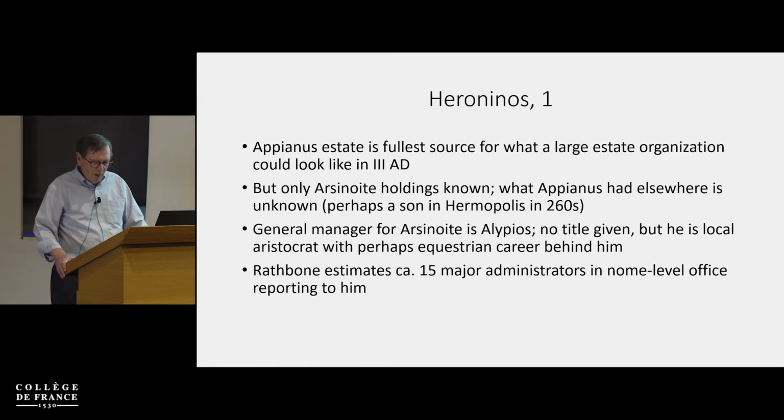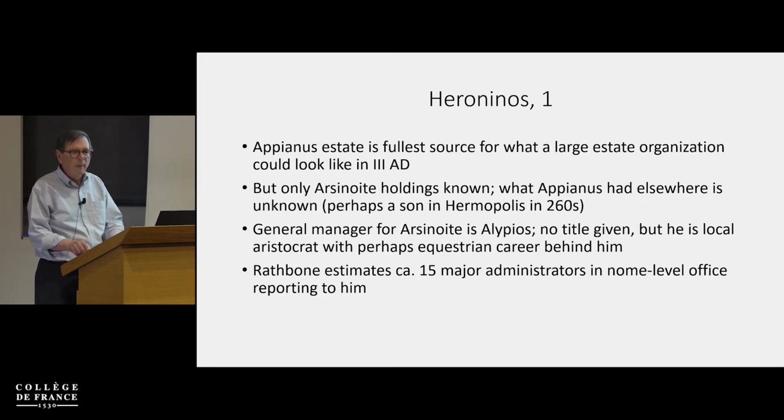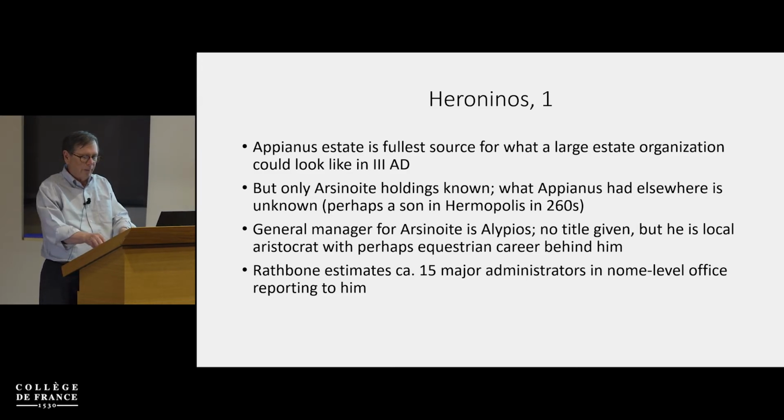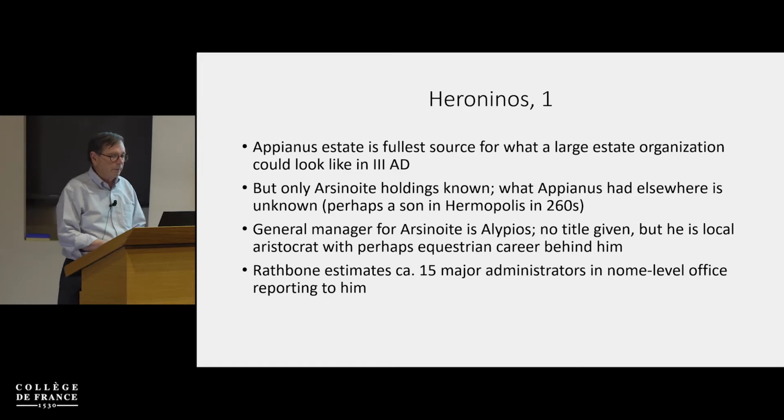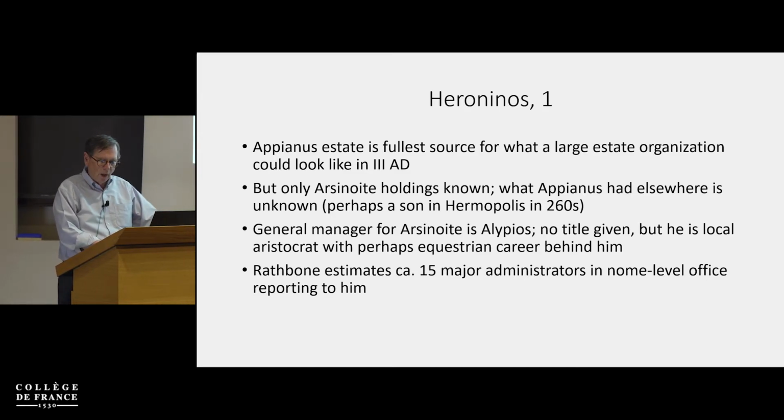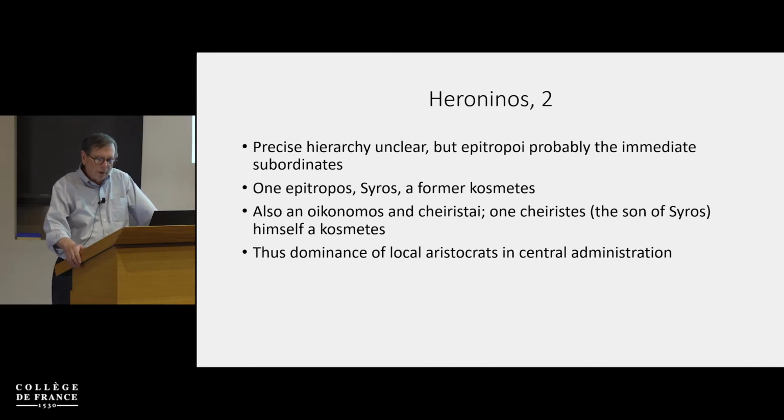The general manager, for whom no title is ever given, was Alypius, perhaps Antonius Alypius, a local aristocrat who may himself have had an equestrian career before settling back in Arsinoe. Rathbone estimates that he had about 15 important administrators working in the central management of the nome estates. Their precise hierarchy is not clear from the documents, but it is likely that the epitropoi were Alypius's immediate subordinates.